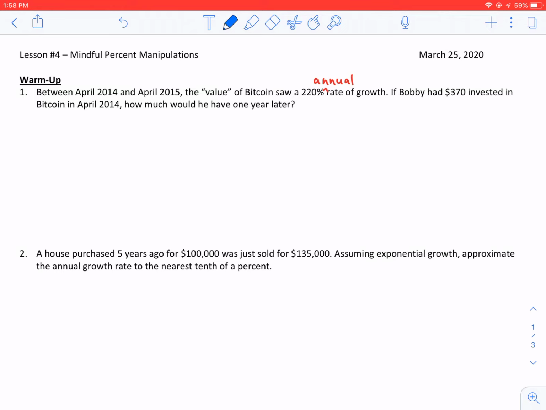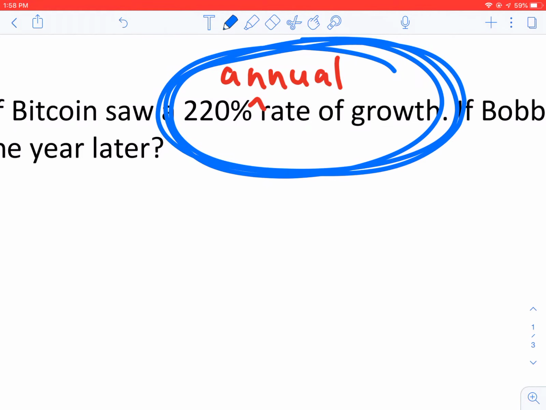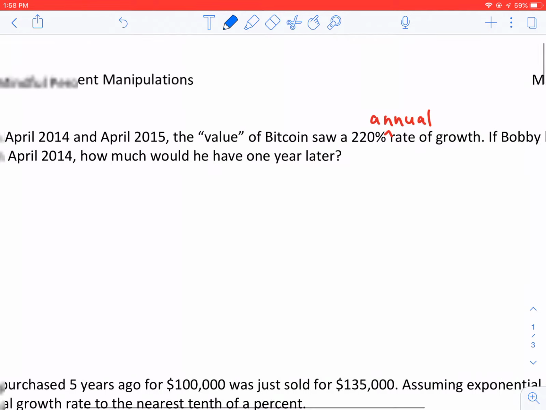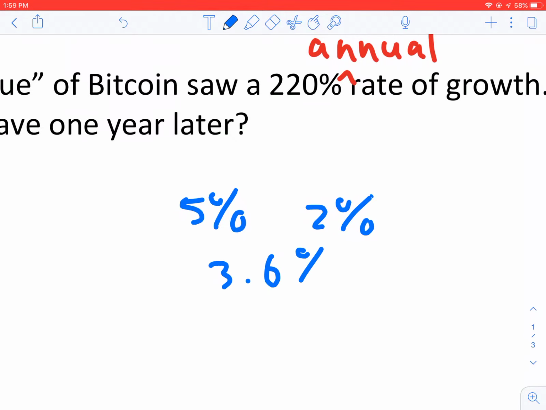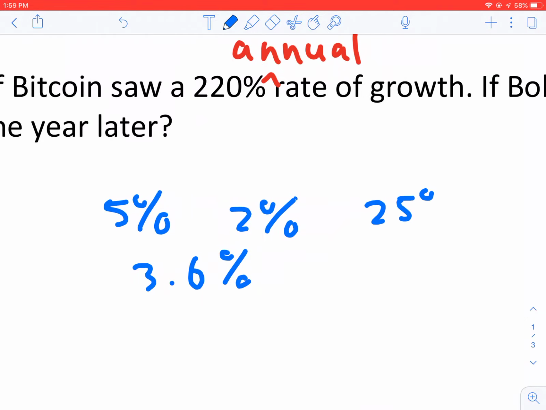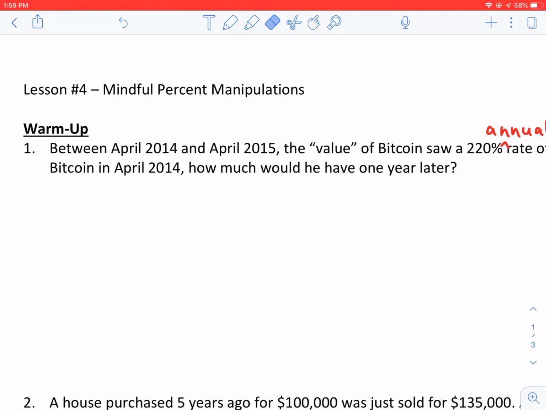Alright, so hopefully you tried them. And this first problem, by the way, a 220% annual rate of growth, that is massive. That is not something we normally see with most things. Like a typical rate of growth for a problem might be like 5% or like 2% or like 3.6% or maybe 25%. All right, but 220%, that's really, really fast. And if you know anything about Bitcoin, that's because that's how fast Bitcoin was growing between those years.